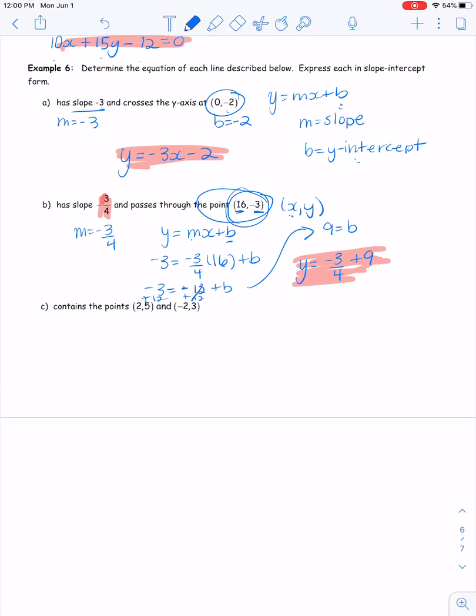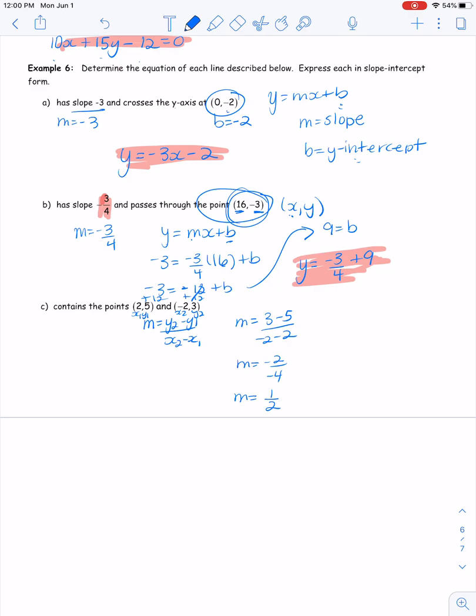All right, contains this point, 2/5 and -2/3. So I need to go back and think about my slope formula, which is y2 minus y1, back in the previous unit when we learned about slope, okay? And then this is my x1, y1. This is my x2, y2. So m is equal to 3 minus 5 divided by -2 minus 2. 3 minus 5 is -2. -2 minus 2 is -4. So I need to reduce that to be positive 1/2. 2 divided by 4 is 1/2. Negative divided by negative is a positive.